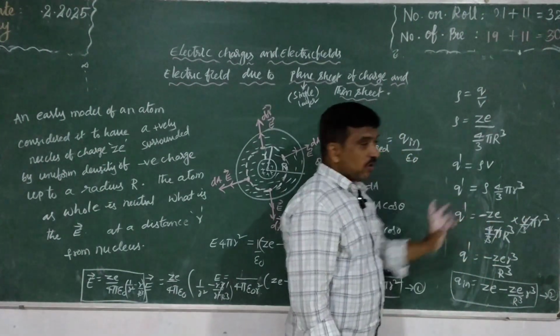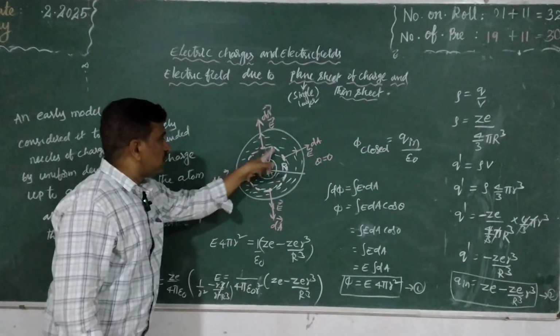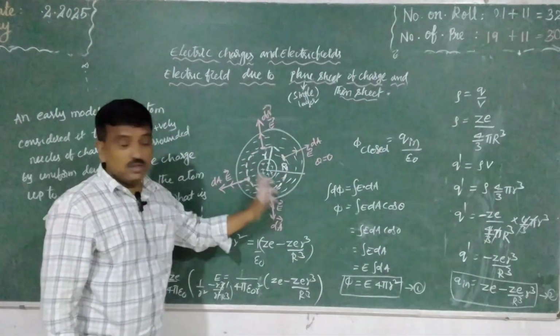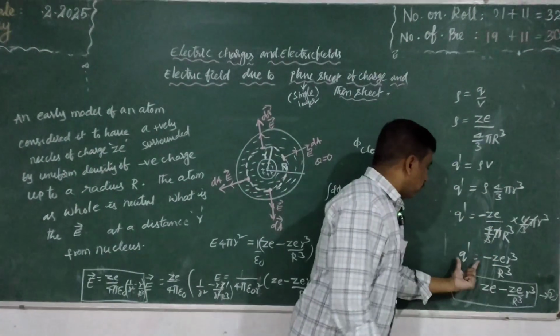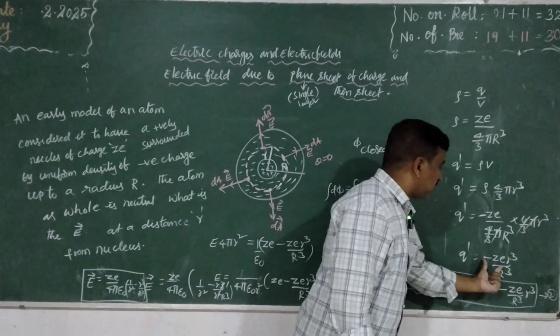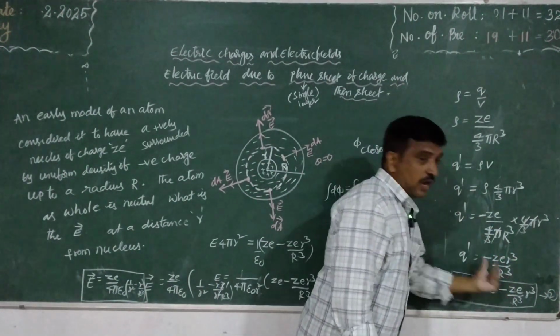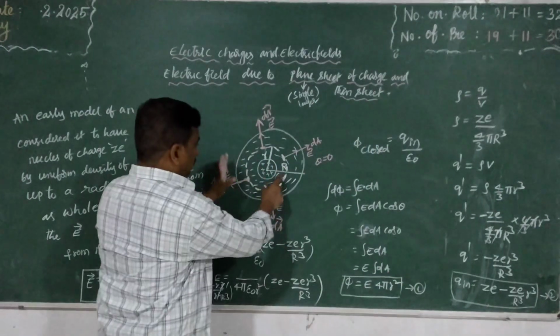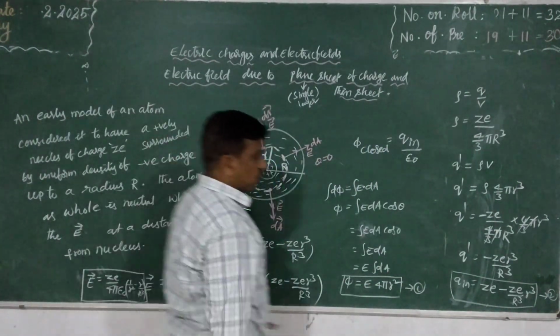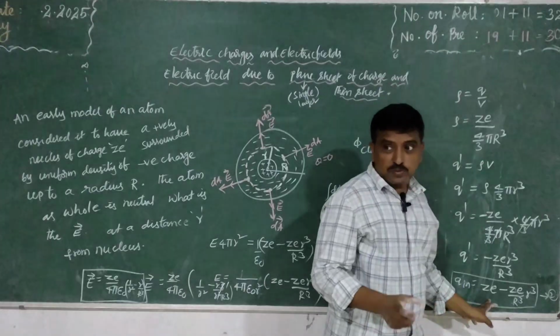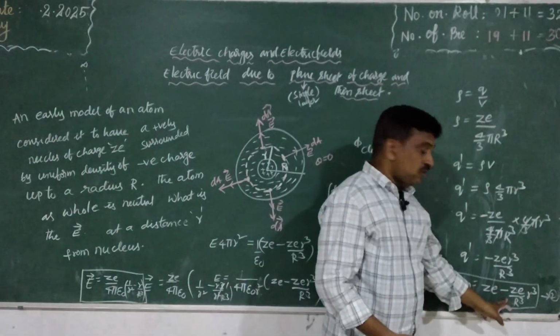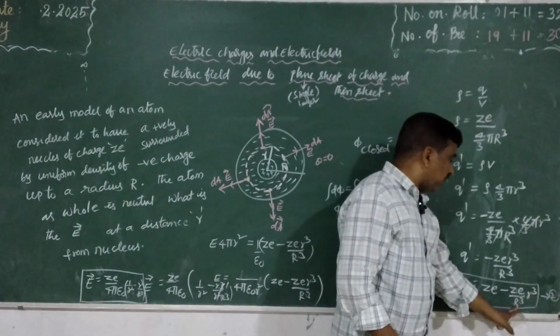Here we take minus, because the negative charge is spread here. This you know already, Ze. That's why we write minus here. So what is q dash here? Minus Ze small r cubed by capital R cube. So for the total charge, nucleus and this charge, we can write Ze, the nucleus is plus Ze, minus the negative charge, minus Ze small r cubed by capital R cube.